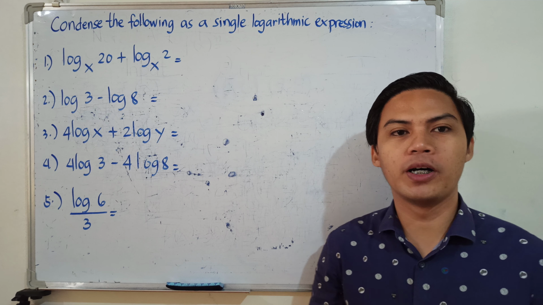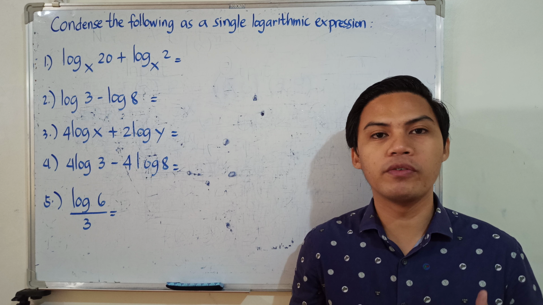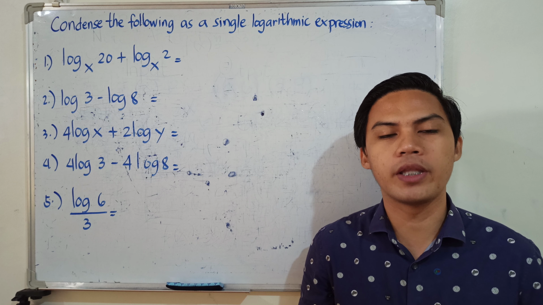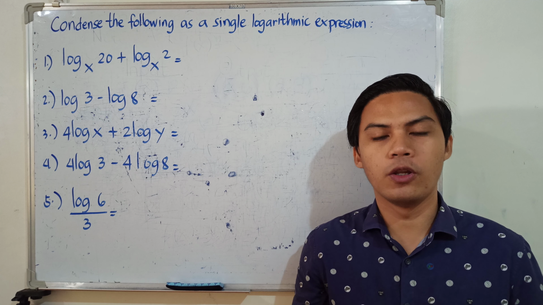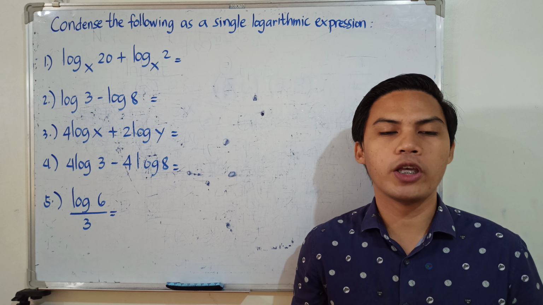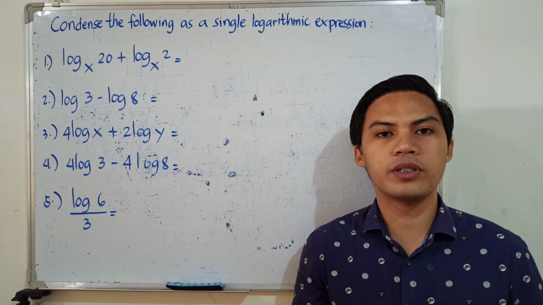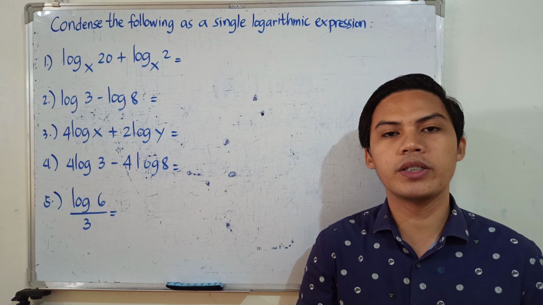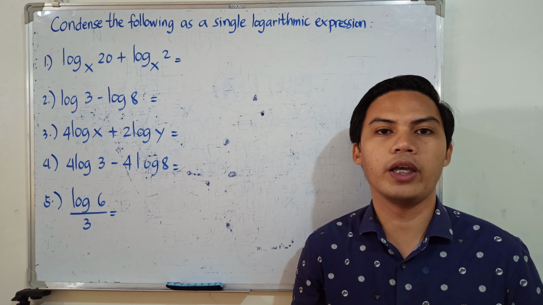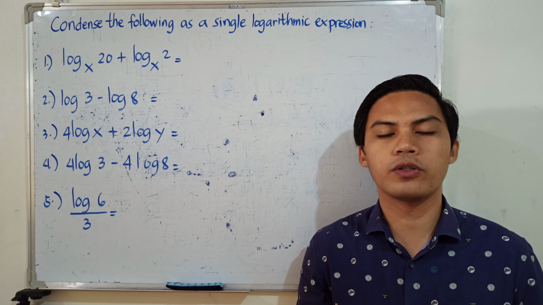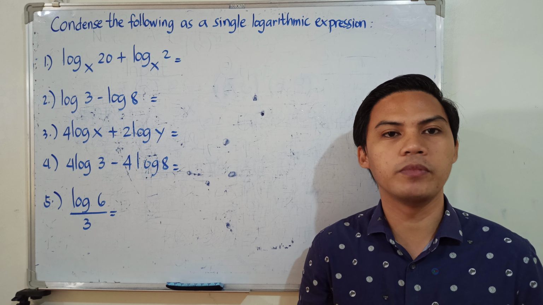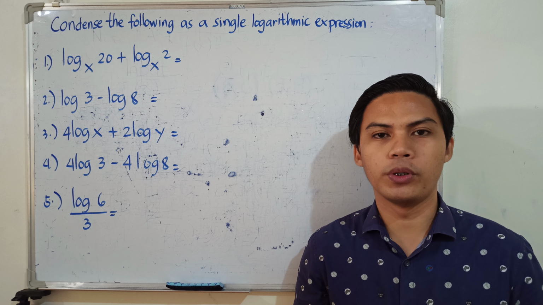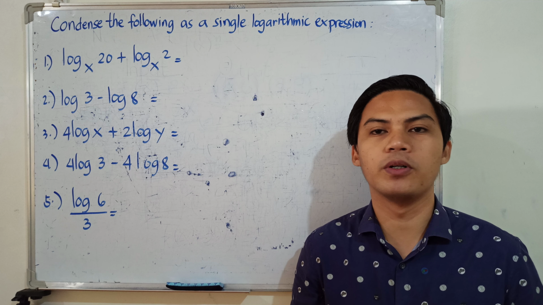Last time we talked about expanding the logarithmic expressions. This time, we're going to talk about how we're going to condense them as a single logarithmic expression. We're still going to make use of our properties and laws of logarithms: the product rule, the quotient rule, as well as the power rule. So let's have some examples.